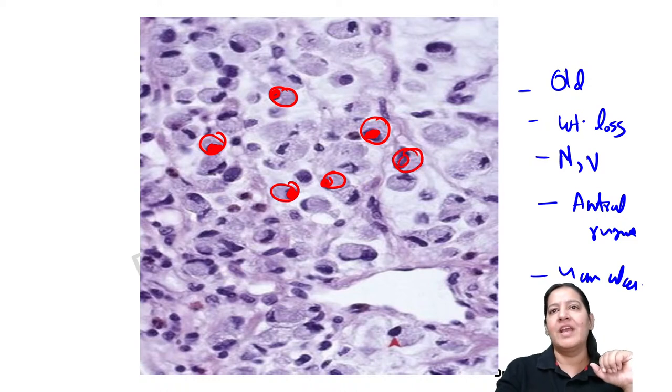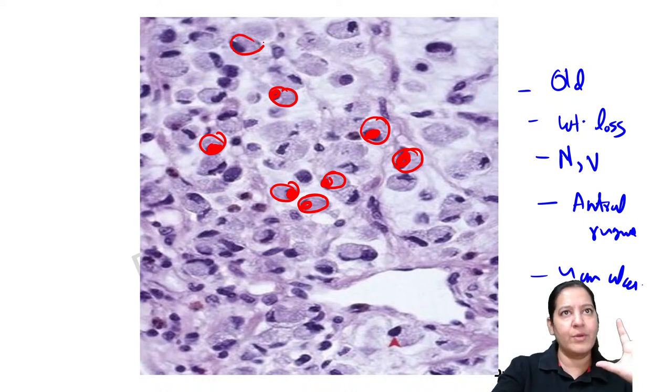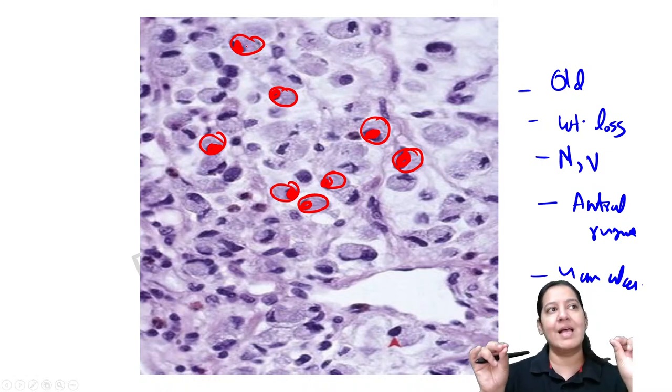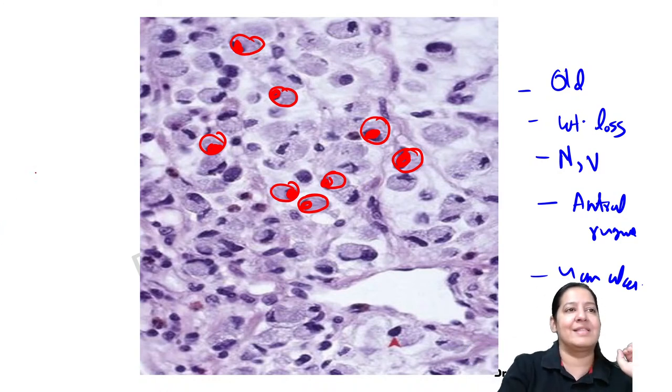So what is unique about them? I'm marking the nucleus in each of them. The nucleus is eccentric. It is not central. In each of the cells, you can see the nucleus is eccentric. So tumor cells with an eccentric nucleus are known as signet cell, signet ring carcinoma. It is a typical case of signet ring cell carcinoma.